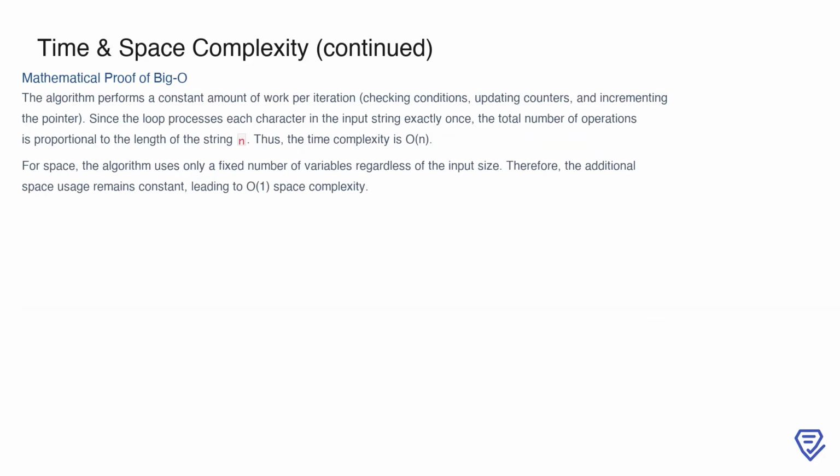Finally, we can mathematically confirm the big O complexity of the algorithm. Since the loop processes each character in the input string exactly once, and each operation within the loop, such as checking conditions, updating counters, and moving the pointer, takes constant time, the total number of operations is proportional to the length of the string n.